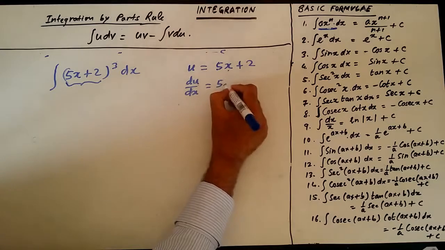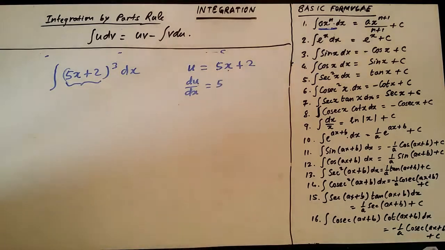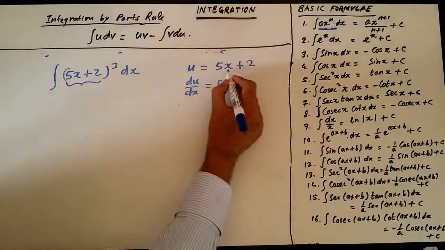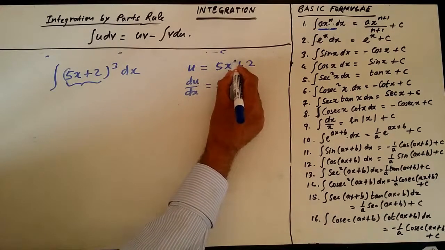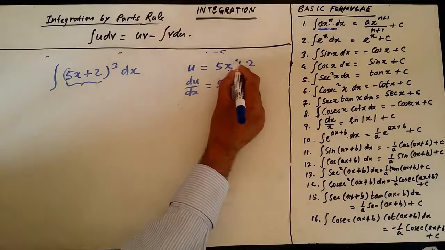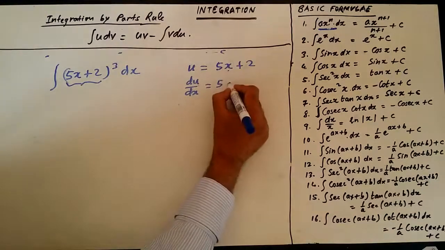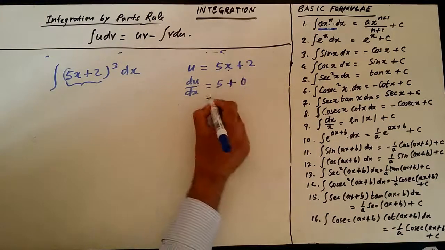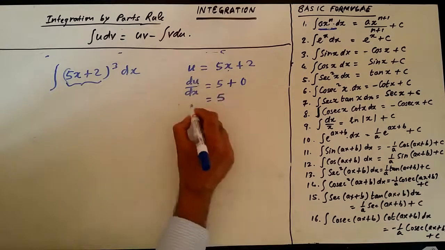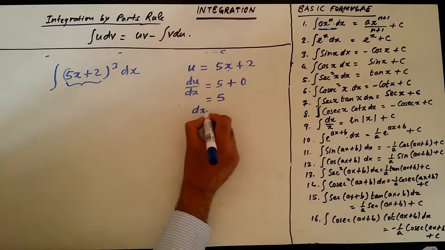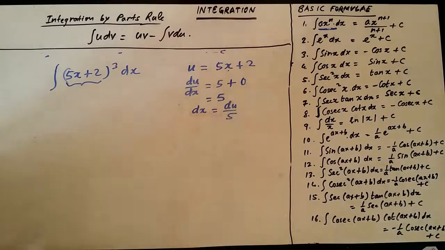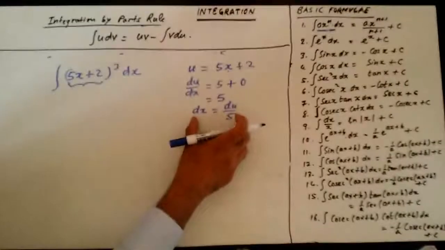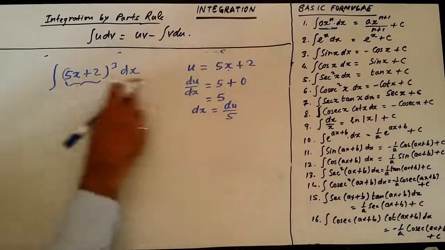If you differentiate x, it is x to the power 1 minus 1. So 1 into 5 into x to the power 0 is 1. So 5 remains, and the constant will be 0. So the answer is 5. So here what is dx equal to? dx is equal to du by 5. Okay. So we will be substituting dx and u instead of this expression.